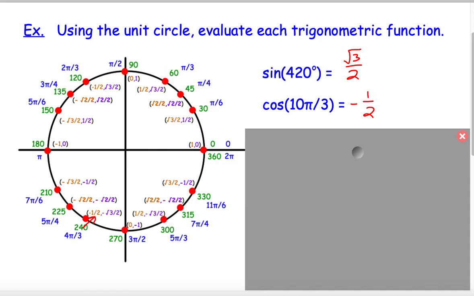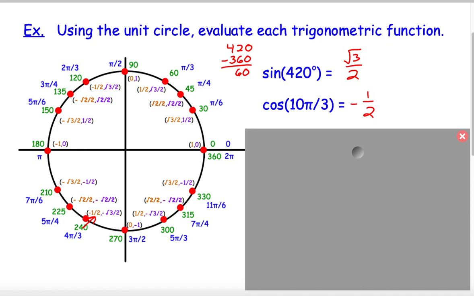Now, if you don't like the visual approach to that, you can think of it a different way and say, well, 420 is more than 360, so if I subtract 360, that's really the angle that I'll be at after I go around the circle once. And if it happened to be a really big number, like 750 or 1,000 or whatever, you can just keep subtracting 360s until you get down to a number that's between 0 and 360.